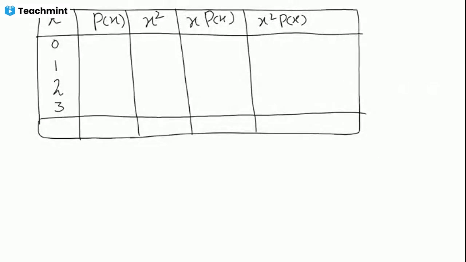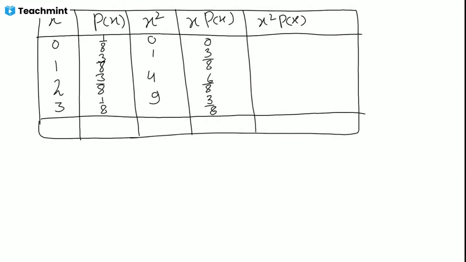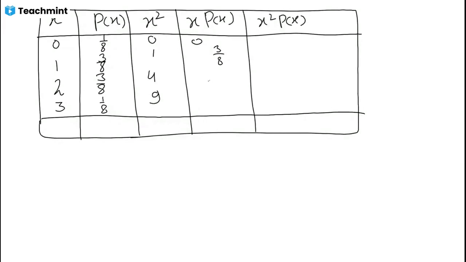So now let us put the values. p(x) is 1 by 8, 3 by 8, 3 by 8, 1 by 8. x square is 0, 1, 4, and 9. x p(x): the first term is 0, the next term is 3 by 8, then 6 by 8, and 3 by 8.